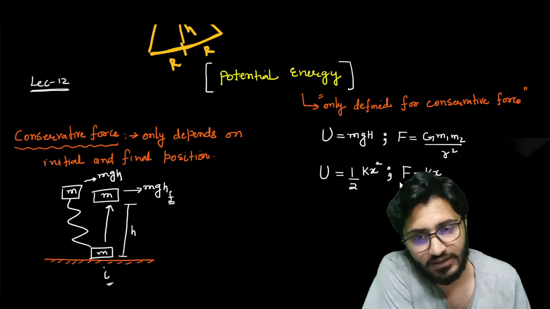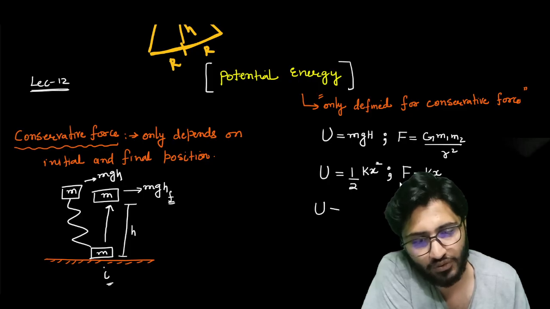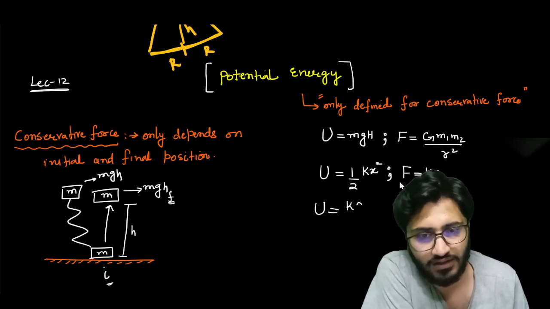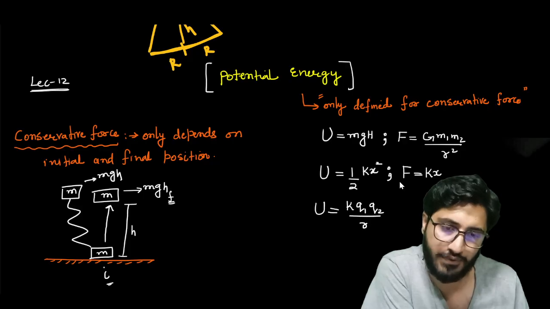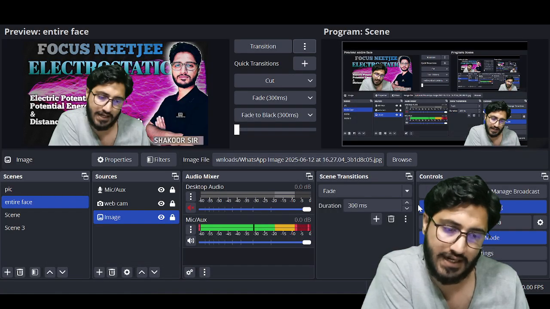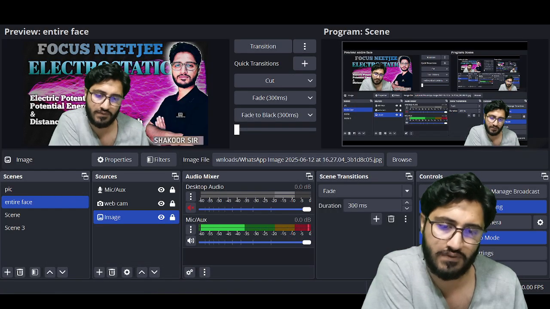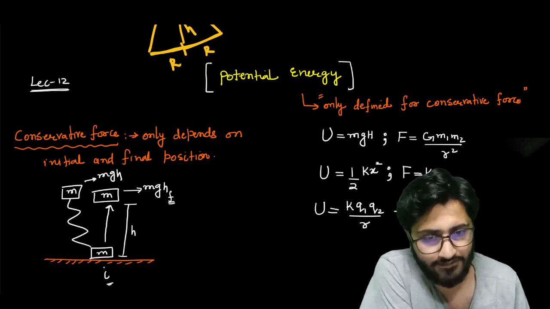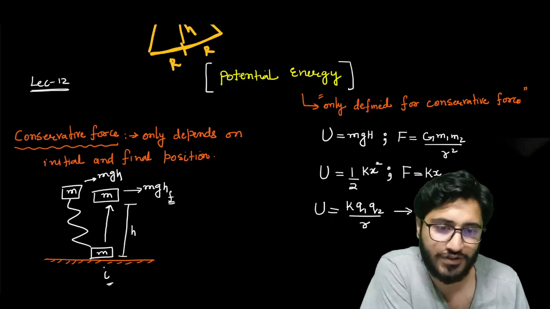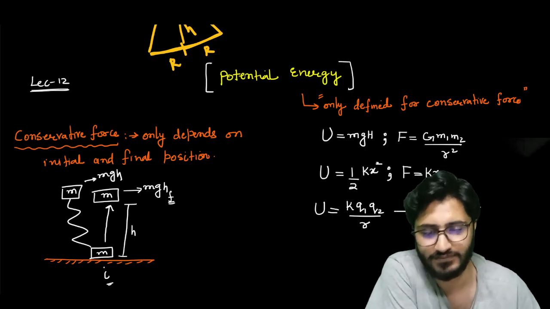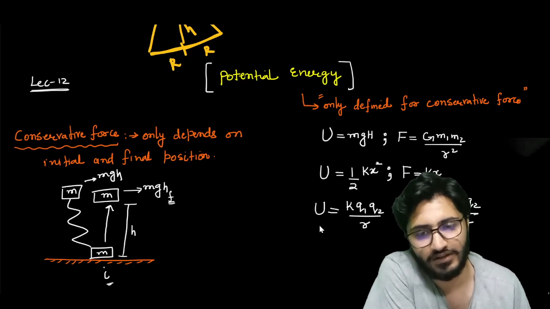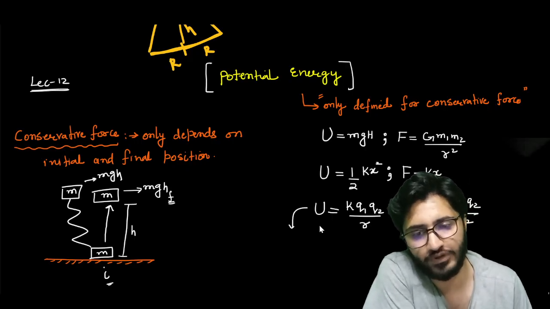And here the potential energy in electrostatics is equal to K Q1 Q2 by separation. So I can write this because it depends on the Coulombic force, and Coulombic force is a conservative force. Done? Now we will prove this one.